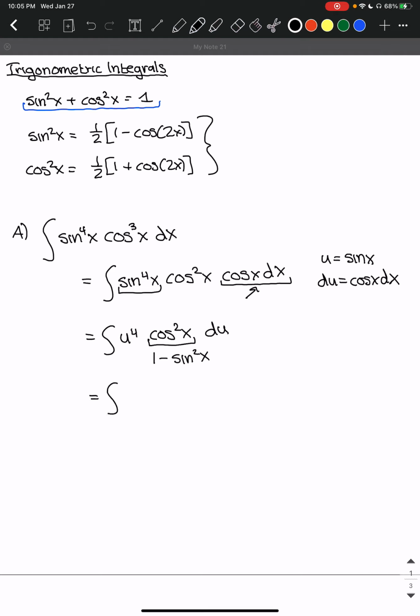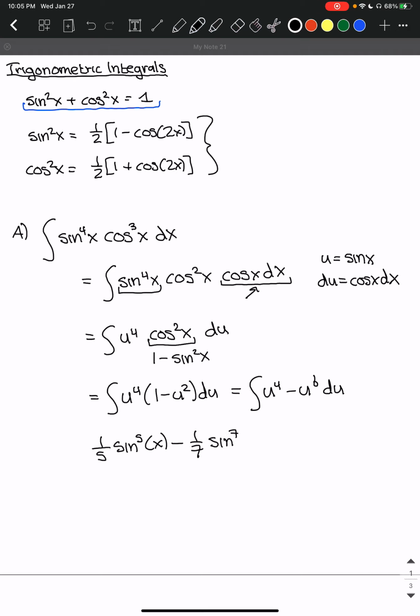So I can say this is equal to the integral of u to the 4th times 1 minus u squared du. And at this point, it's really just a simple polynomial integral, u to the 4th minus u to the 6th du. And we know how to do that. This will give us a 5th sine to the 5th of x minus a 7th sine to the 7th of x plus c, and we're good to go.